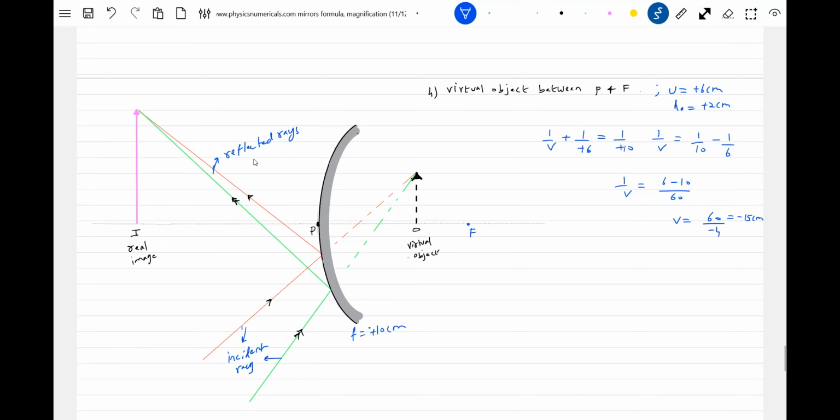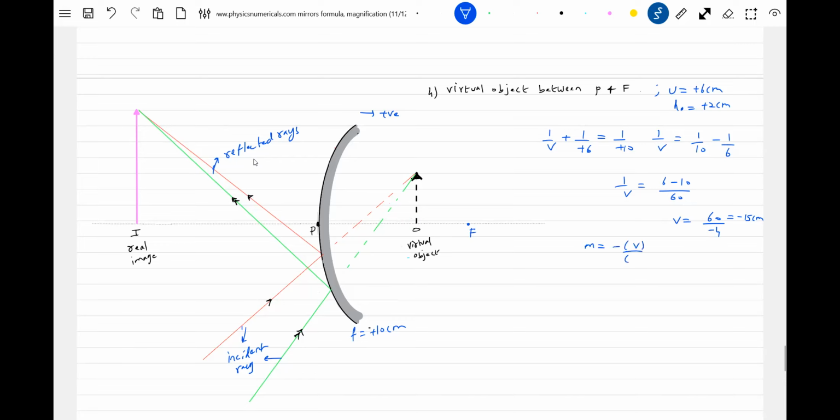What do you mean by minus 15? It should be on the left side of the pole. Towards right is positive, no? The convention is the incident rays. So if I say minus 15, it means I should measure towards the left, the position of the image. PI should be towards left. And PO is plus 6, because it is measured in the direction of the incident ray.